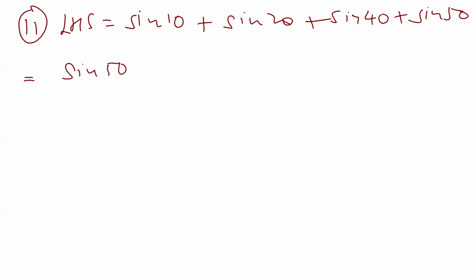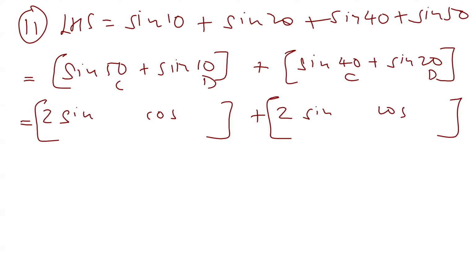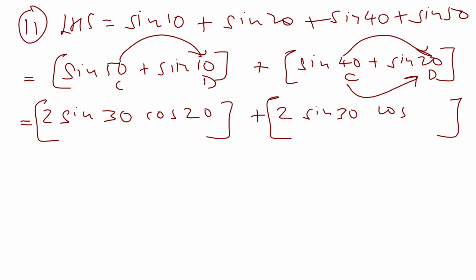So the first group is sine 50 plus sine 10. And the next group is sine 40 plus sine 20. So sine plus sine is 2 sine cos. Here also sine plus sine is 2 sine cos. This is C, this is D, this is C, this is D. So the first bracket says 2 sine cos. First value will be (C plus D) by 2. So 50 plus 10, that is 60 divided by 2, which is 30, and 50 minus 10, 40 divided by 2, which is 20. Here also (C plus D), 60 divided by 2, that is 30, and (C minus D), 20 divided by 2, that will be 10.